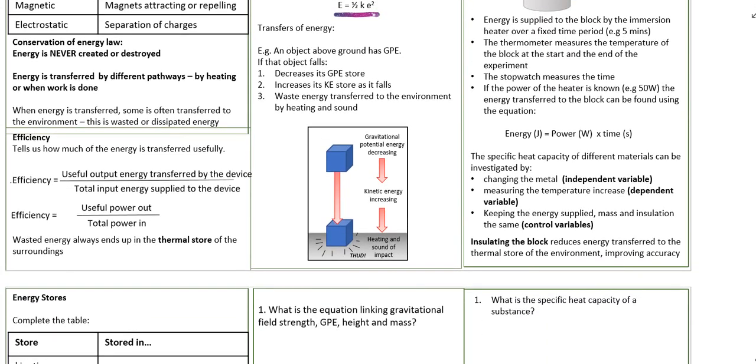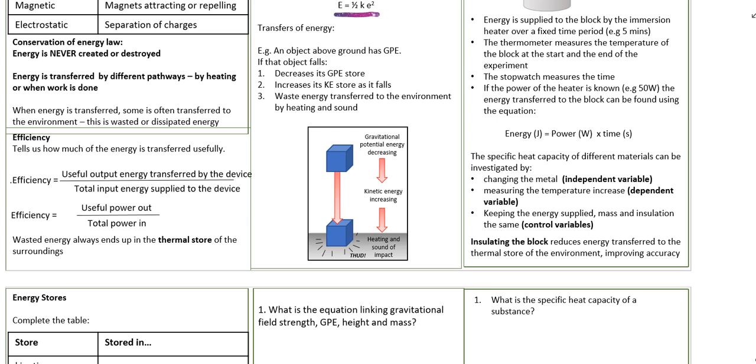Next one, it is efficiency. Efficiency means useful output energy transferred by the device divided by total input energy supplied to the device. Efficiency: useful power out divided by total power in. Wasted energy always ends up in the thermal store of the surroundings.